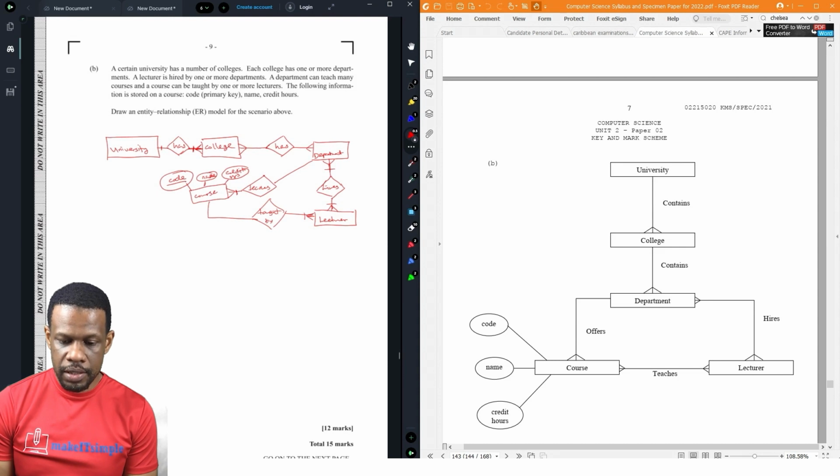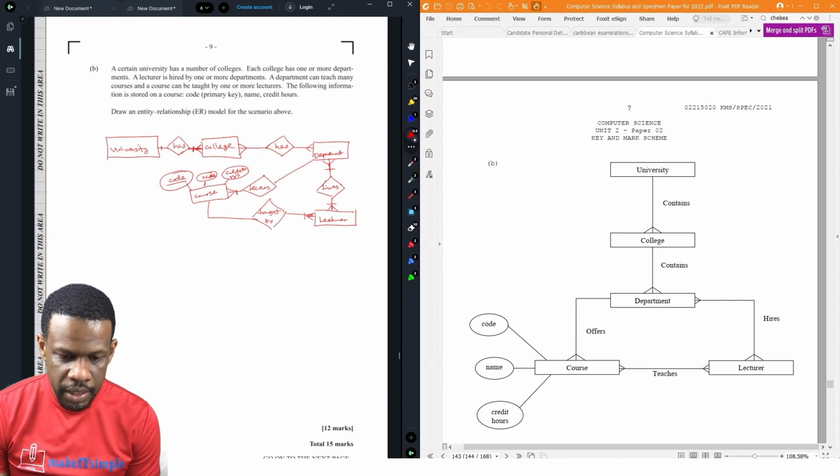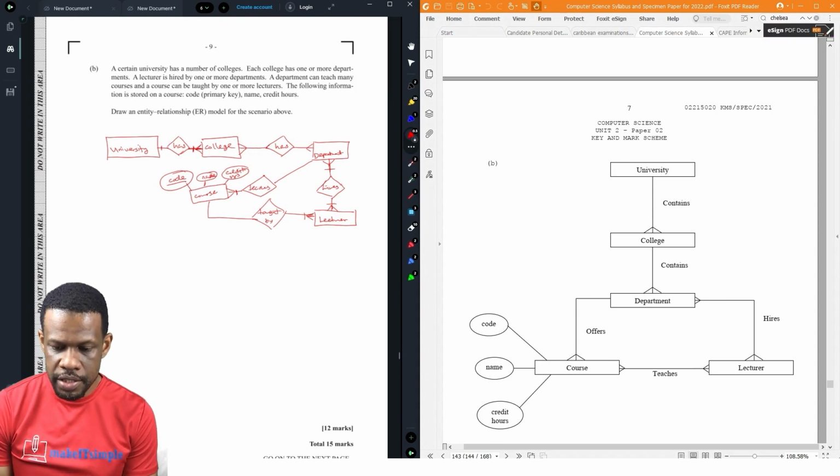A department offers many courses, right? Many departments hire many lecturers. Why do they allow many to many for that one? A department can teach many courses, and a course can be taught by one or more lecturers. Yeah, why does department get the many, but colleges didn't get many? Doesn't make sense. Alright, a course is taught by many lecturers.